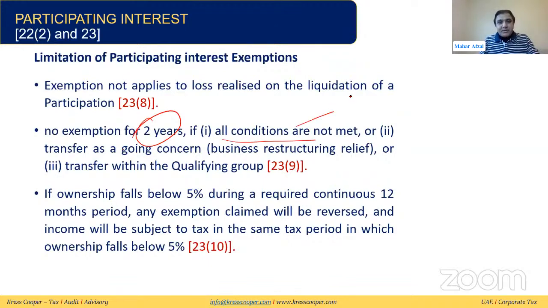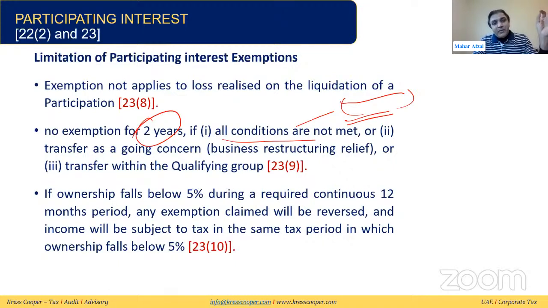If these conditions are not met for the next 2 years, no exemption will be available. Second, transfer as a going concern, which we will discuss in our next topics. If the business is being transferred as a going concern, it will be business restructuring relief. This transfer will not be subject to corporate tax, and it will happen at the book value. We'll discuss this in our next lecture.